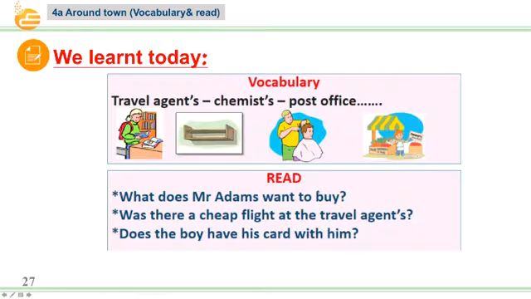Okay, this is the end of our class today. We just learned the new vocabulary: travel agents, chemist, post office, the shelf, library, hairdressers, market, all these words. And we've read three dialogues about Mr. Adams wanting to buy some news, cheap flights, travel agents, and the library.